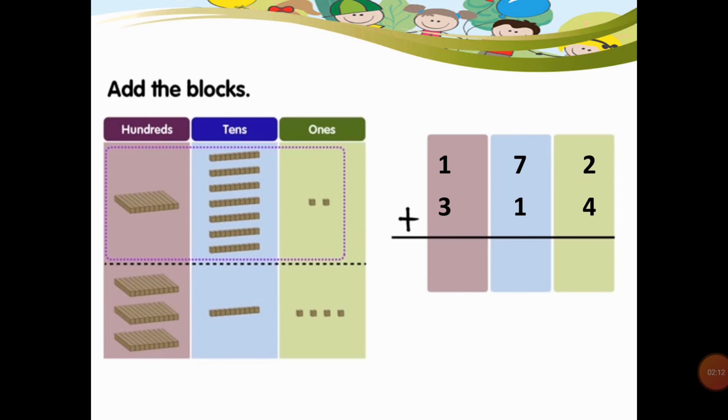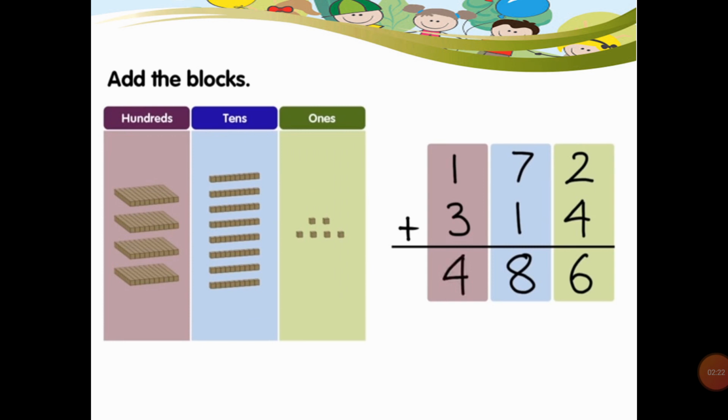Now students, we are going to add both of these numbers. So we will start adding from units. So students, when we add all these blocks of units that are present in the units column, 2 units plus 4 units will be equal to 6 units. Then next move on to the tens column. In the tens column we had 7 bars of tens and 1 bar of 10. So when we add 7 tens and 1 ten, that will be equal to 8 tens.